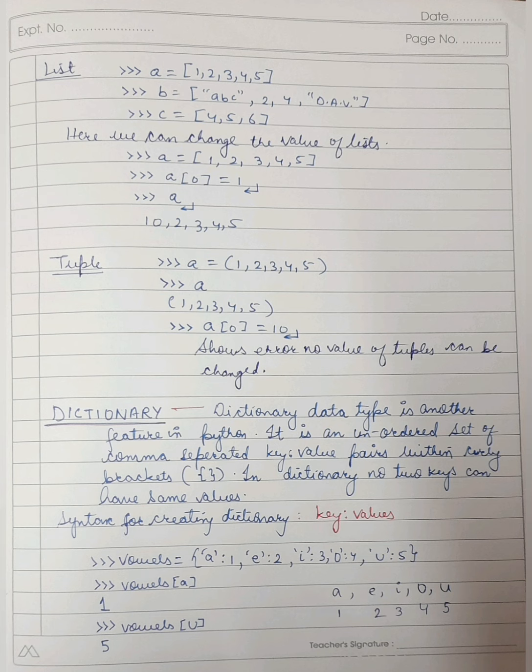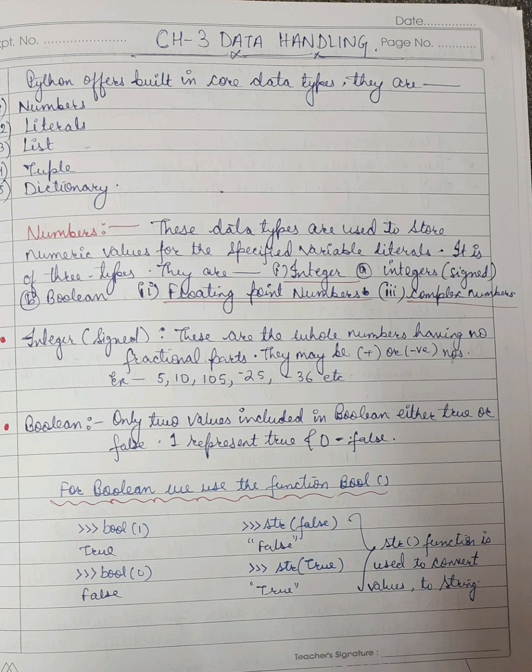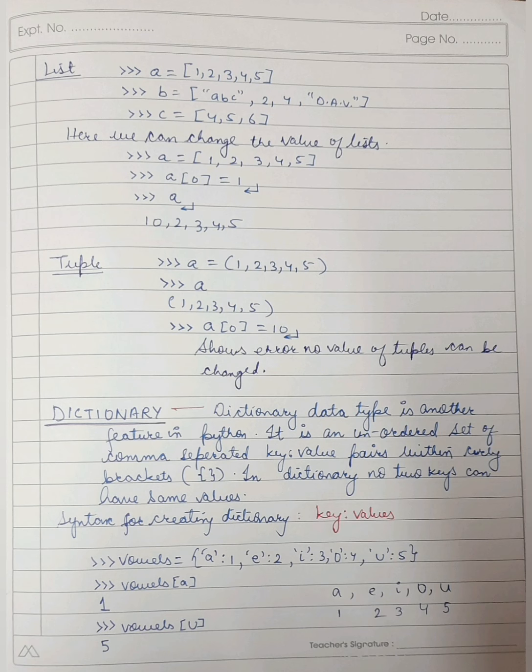So now dictionary. The dictionary data type is another feature in Python. It is an unordered set of comma separated key-value pairs within curly brackets. In a dictionary, no two keys can have the same value. Then the syntax for creating dictionary key values.